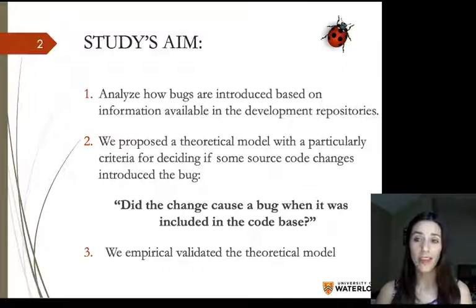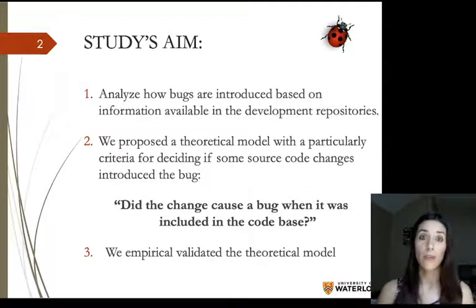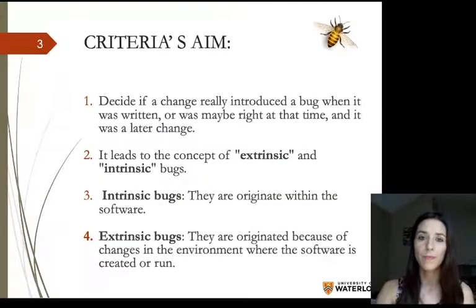So in this paper, we study how bugs are introduced based on information available in the software repositories. Here, it's important to mention that we only focus on bugs. We don't focus on new features or new requests or other kinds of issues. Particularly, we have proposed a theoretical model with a specific criteria for deciding if some change introduced the bug. This criteria is, did the change cause a bug when it was included in the source code? Finally, we operationalize the proposed model and empirically evaluate it on open source software.